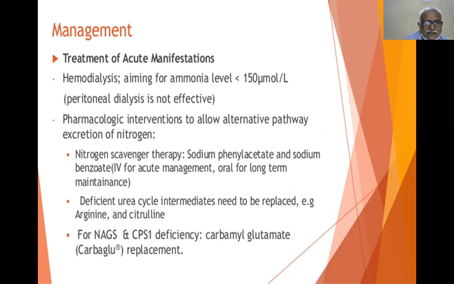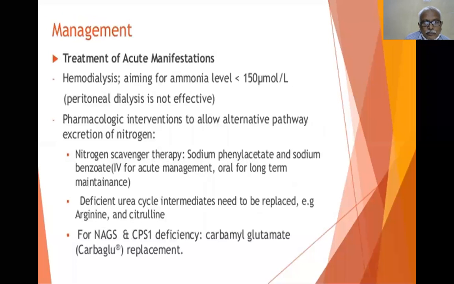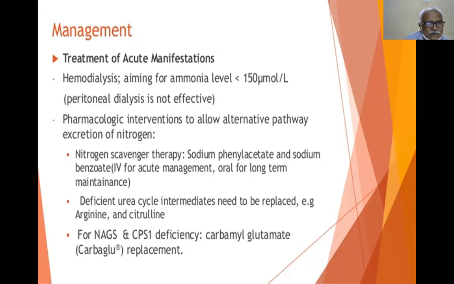So management, treatment of acute manifestations is most important, for which most of the time hemodialysis is the answer. Hemodialysis aims at bringing down the ammonia levels to less than 150 micromoles per liter. For this, peritoneal dialysis is not effective. Hemodialysis only is effective, bringing down the ammonia levels promptly. It's easy to start peritoneal dialysis, but it's not effective for small children at the neonatal stage.